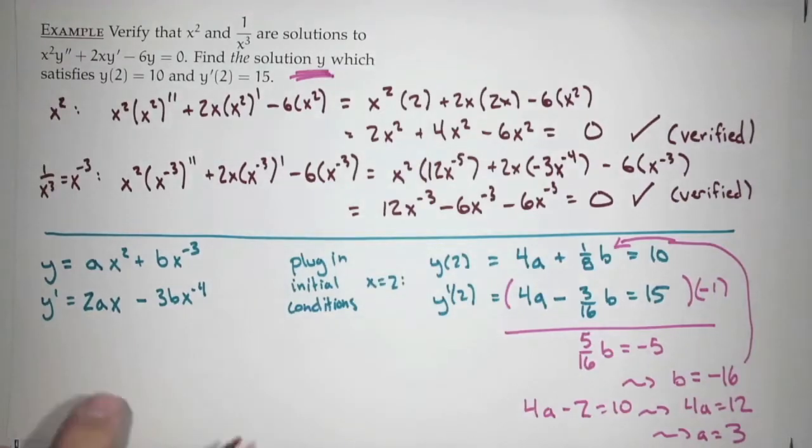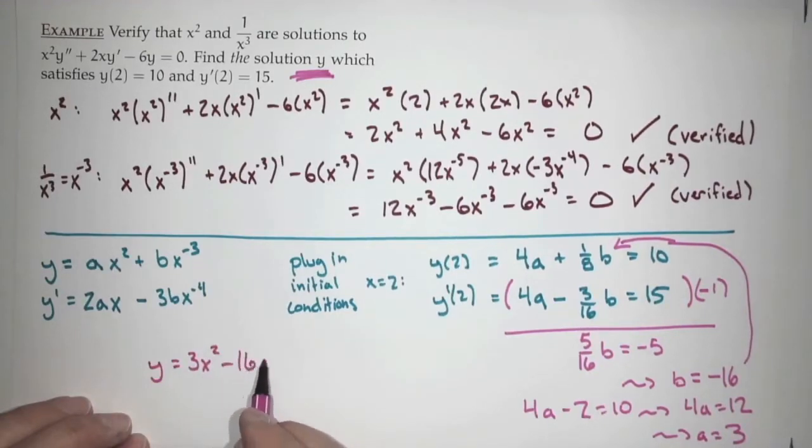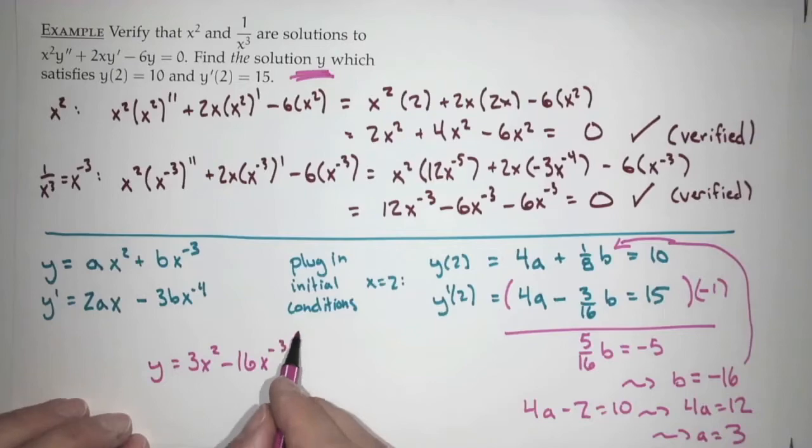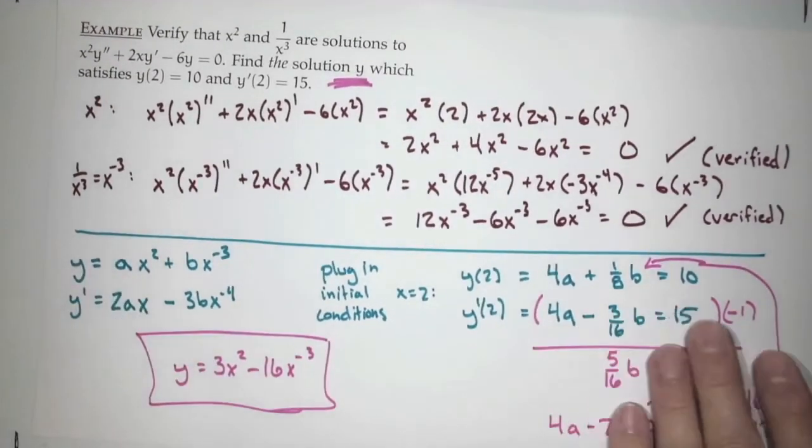And so what we've done is we said, okay, y looks like this, and here are what a and b need to be, so we put it together. So our final answer is y equals 3x squared minus 16x to negative 3. And we're done. We've done what it's asked. All right, on to our next one.